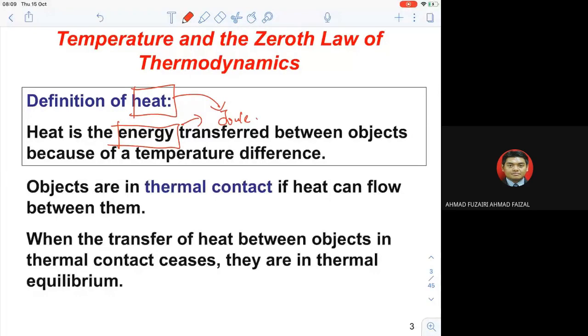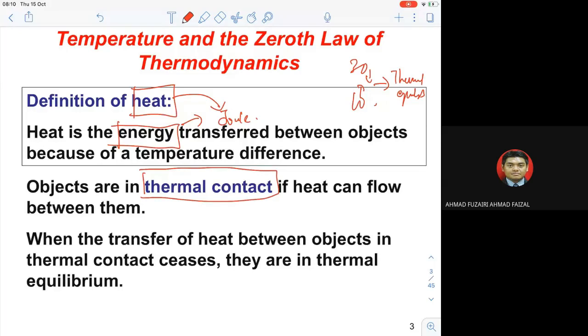What does it mean by difference in temperature? For example, you have 30 degrees Celsius and also 10 degrees Celsius. When you combine them, it will reach thermal equilibrium, which we will see afterwards. Energy can be transferred when the objects are in thermal contact, so they must be touching. In thermal contact, heat can flow between them. When the transfer of heat between objects in thermal contact ceases, they are in thermal equilibrium.